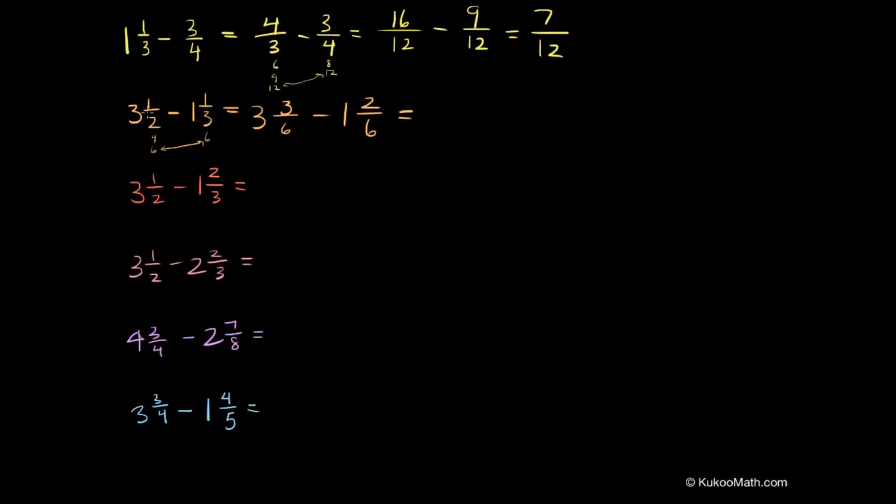We just rewrote the fractions. So 3 minus 1 is equal to 2. 3 minus 2 is equal to 1 over 6. Our answer is 2 1/6. Now let's look at our next problem.